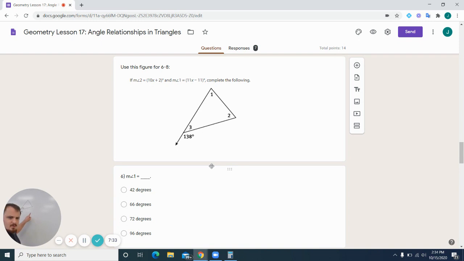And then right here we have angle 2, and they tell me that angle 2 is 10x plus 2. And then up here we have angle 1, and they tell me that angle 1 is 11x minus 11. Okay, let me make this big so you can see it. First, we need to solve for angle 1.